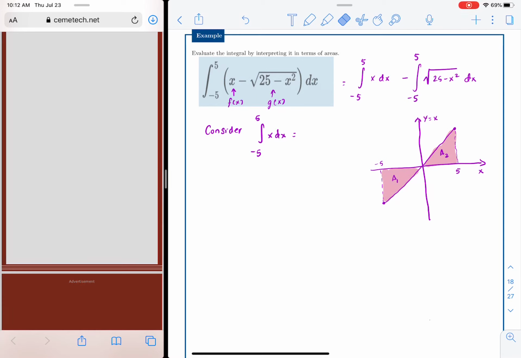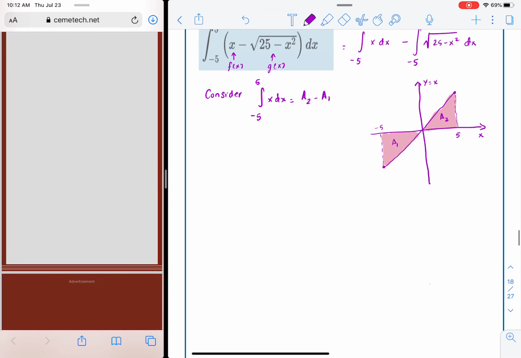So what I've done here is I've taken the integral and split it into 2 pieces, and we're going to consider the first integral. The function is y equals x, which is the line passing through the origin. But what you can see is the areas are the same, and one is on the positive side, the other is on the negative side. So the net area is simply A2 minus A1.